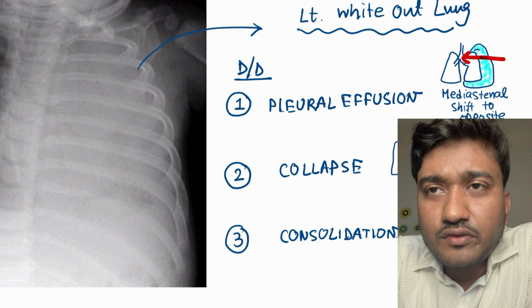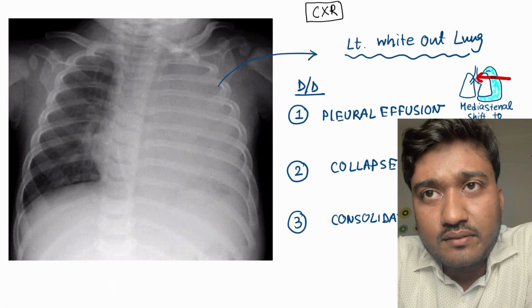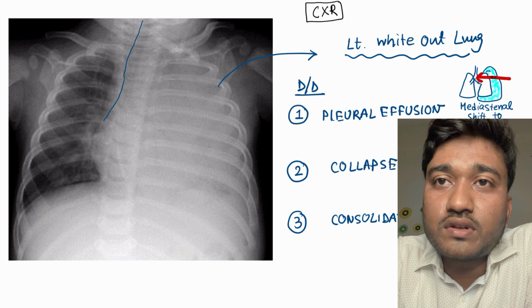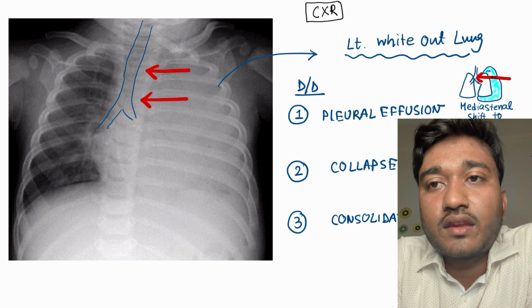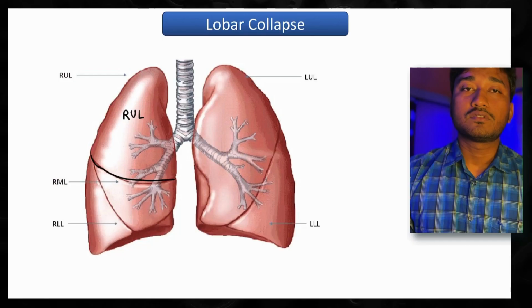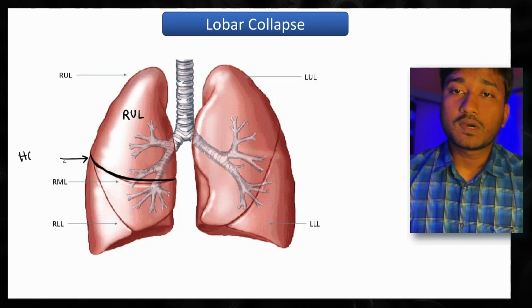Look, there is whiteout lung on the left side, but the mediastinum is shifted towards the right side. What does that mean? There is left-sided massive pleural effusion. Okay. Now let's talk about lobar collapse.